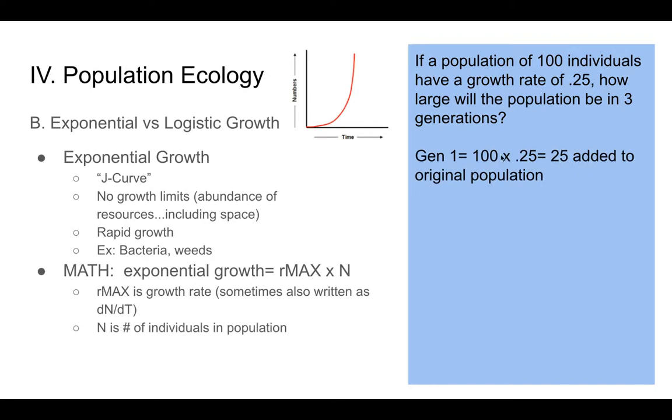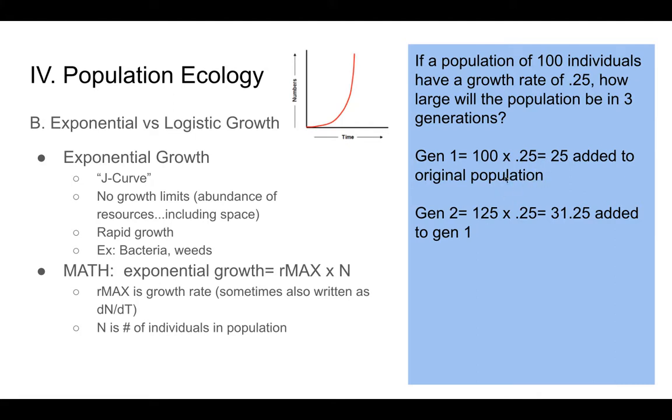So generation 1, we have our initial 100 individuals times our growth rate. That means we're going to add 25 individuals to the population within generation 1. So when I move forward into generation 2, I need a new starting population size. I need 125 as my start because in generation 1, I added 25 to the original 100. So see how this builds one on top of the next on top of the next, which gives us our increase of exponential growth.